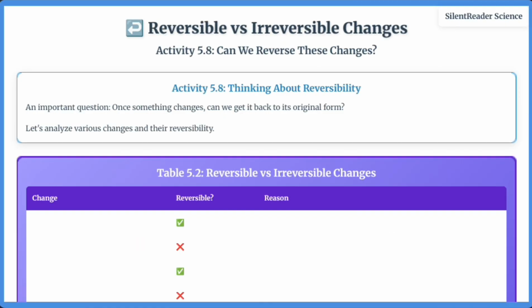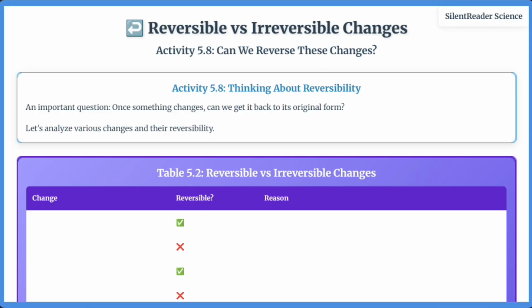An important question about changes is their reversibility. In Activity 5.8, we analyze various changes to see which can be reversed and which cannot. Melting ice can be reversed by refreezing. Boiling water can be reversed by condensing the steam. But chopping vegetables cannot be reversed. We can't put the pieces back together perfectly. Making popcorn cannot be reversed. The corn structure is permanently changed. Burning wood definitely cannot be reversed. We get new substances like ash and gases.